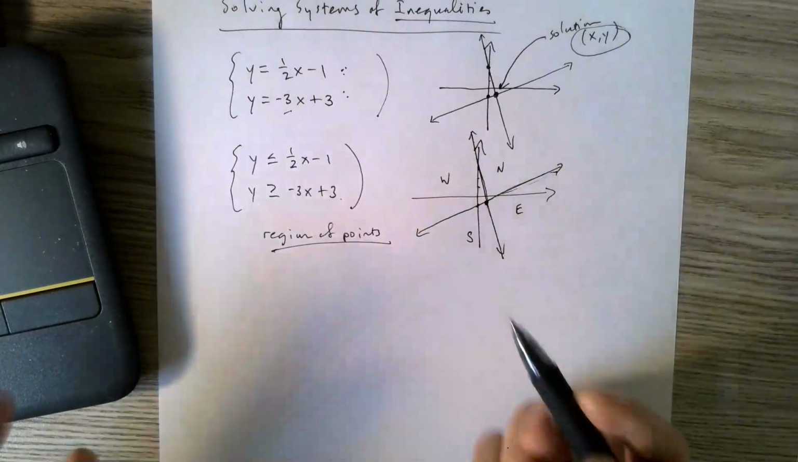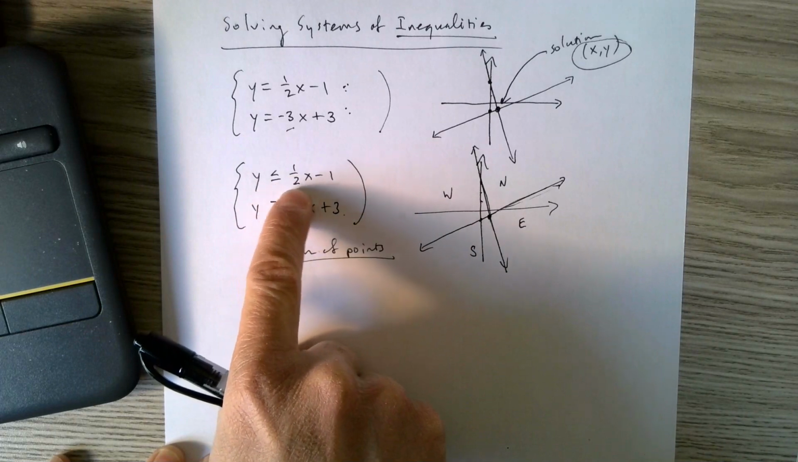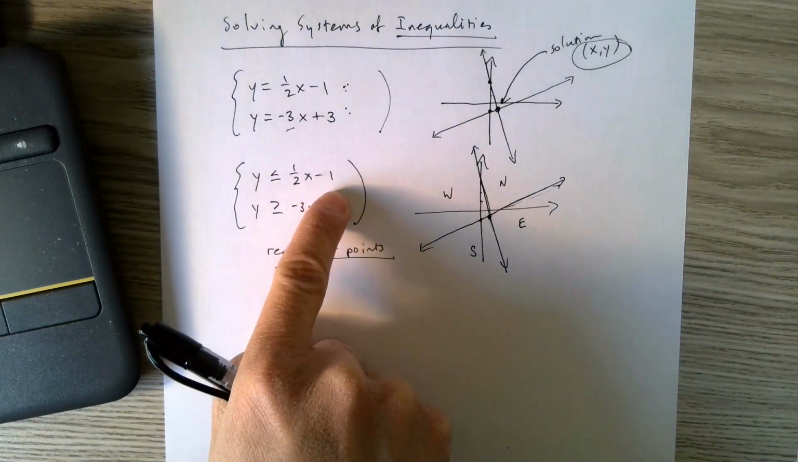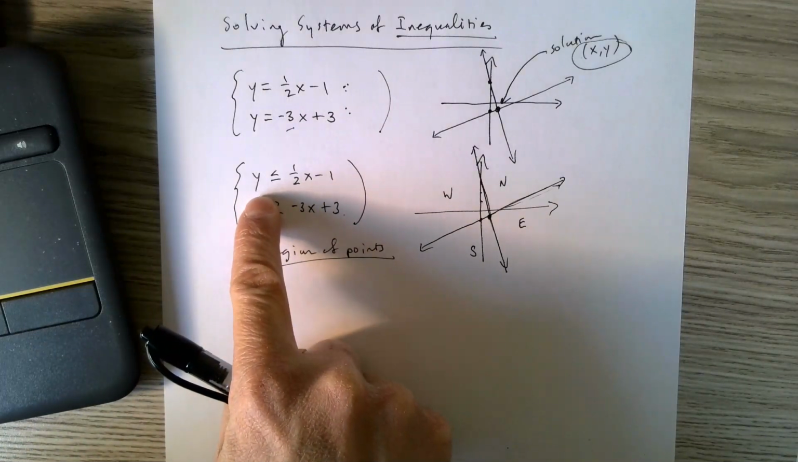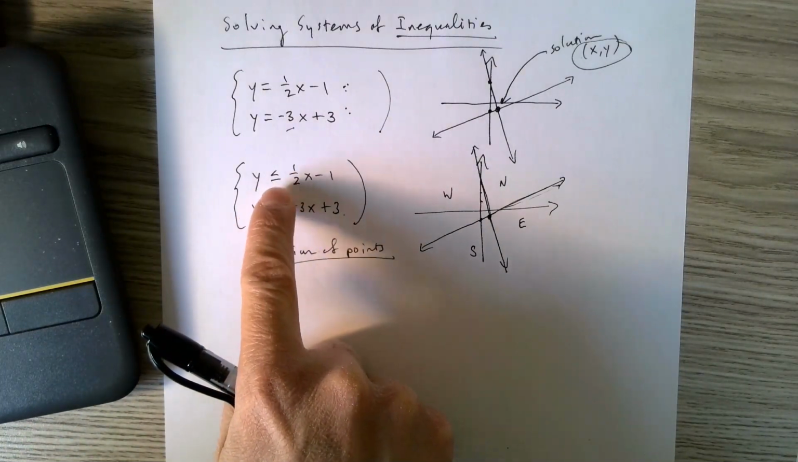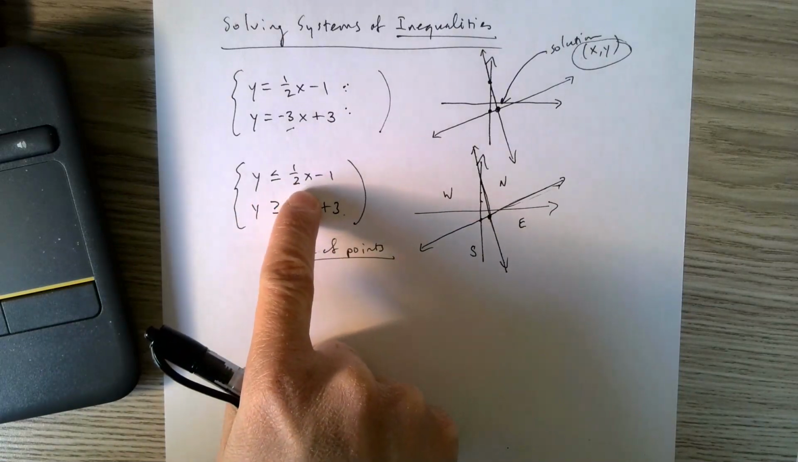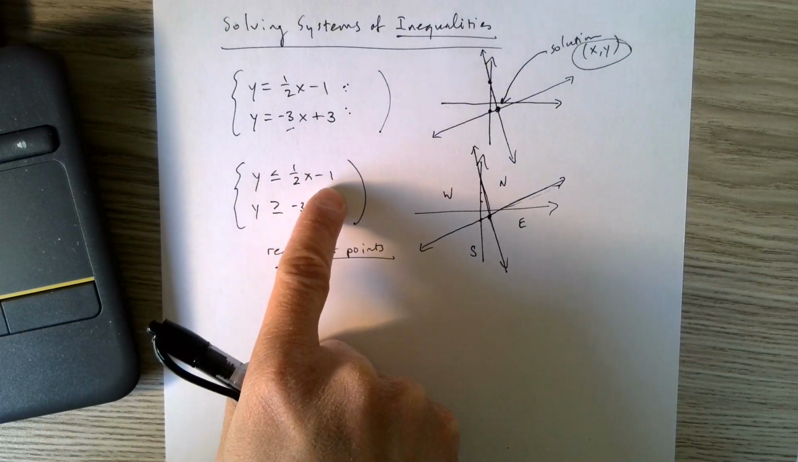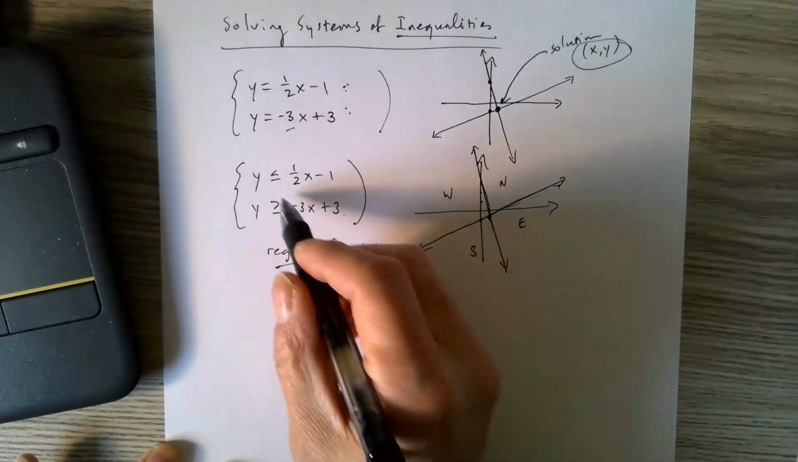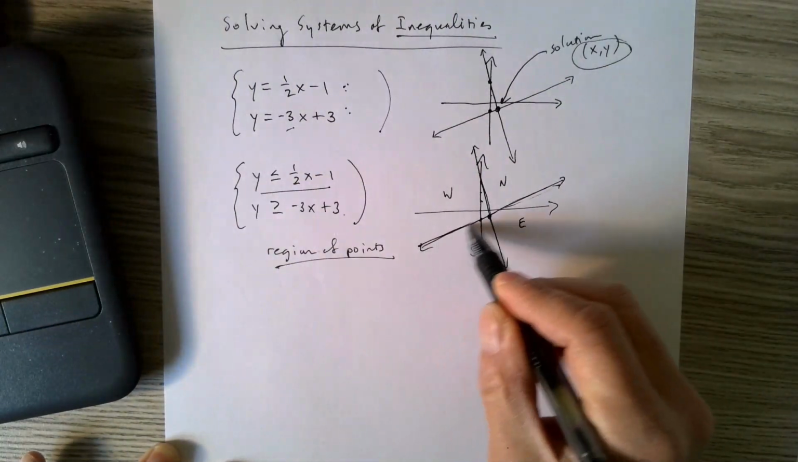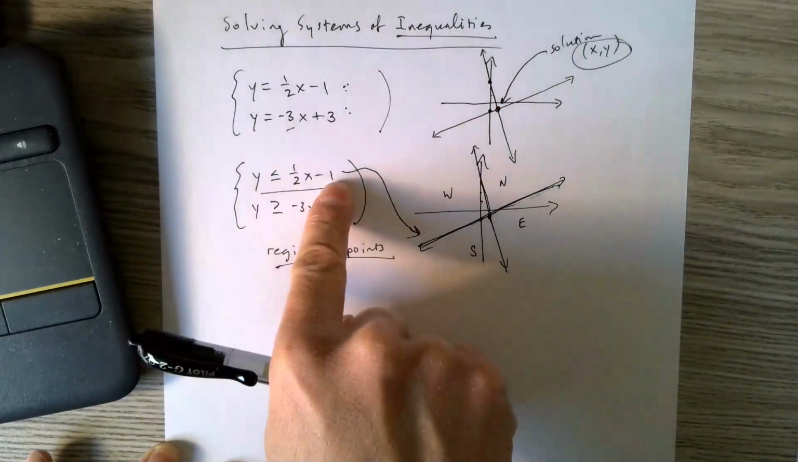So why is it a region of points? Because y is less than or equal to 1/2 x minus 1 is telling me that there are a bunch of points that are less than or equal to 1/2 x minus 1. There are a lot of y values that are less than 1/2 x minus 1. Where are these y values? Well, remember which line this inequality is represented by. It's this line, right? That's how we graphed this line. We got it from here.